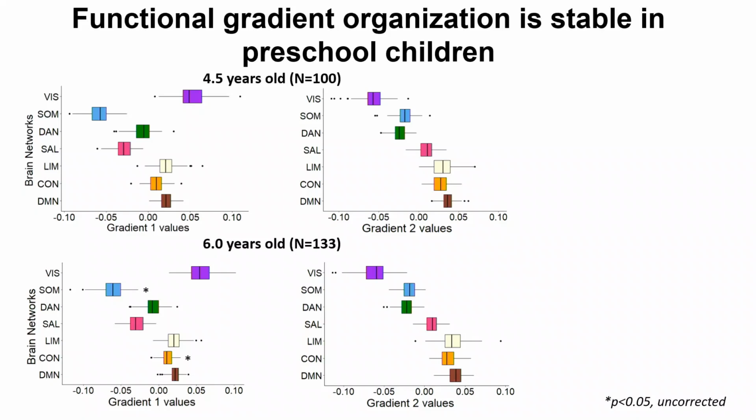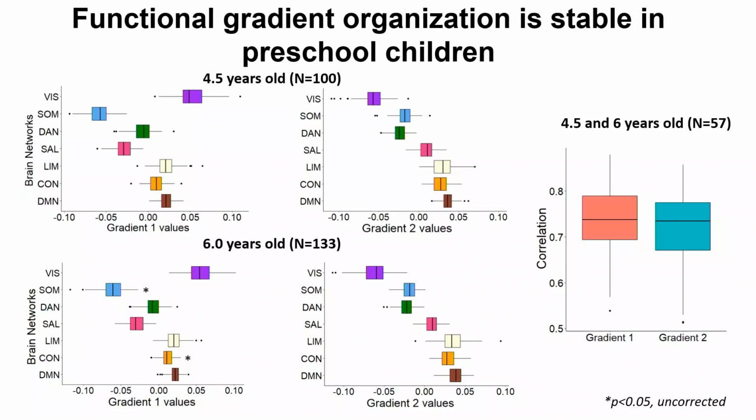We then also investigate the individual correlation in the same 57 subjects and saw that the correlations are very high for the first 2 gradients. This means that the functional gradient organization is highly stable in this preschool age group from 4.5 to 6 years old. This lends credence to the school of thought that these functional gradients are actually a stable trait, and therefore we think that it's even more meaningful to see how this functional state might change with respect to different mental health conditions.